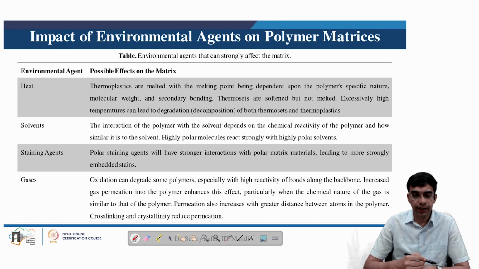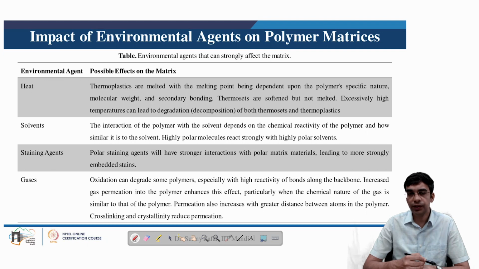So now we can see the environmental agents which can strongly affect the matrix. Environmental agents means conditions such as heat, solvents, staining agents and gas. So we will see them one by one. Heat, in general for thermoplastics, they can melt. Thermoplastics can be melted as the heat raises the temperature up to the melting point, and it is dependent on the polymer's specific nature such as molecular weight and secondary bonding.